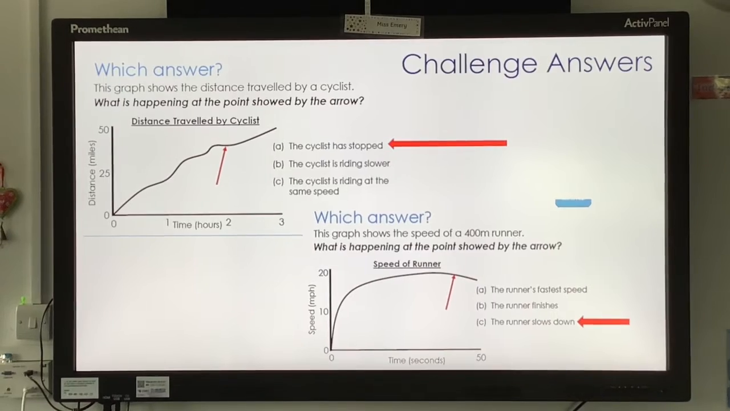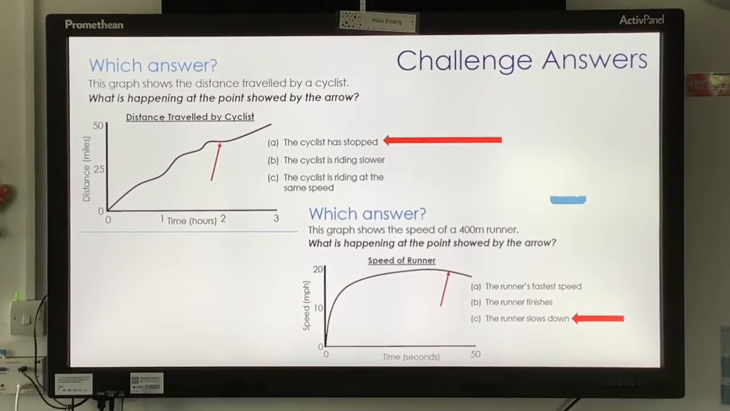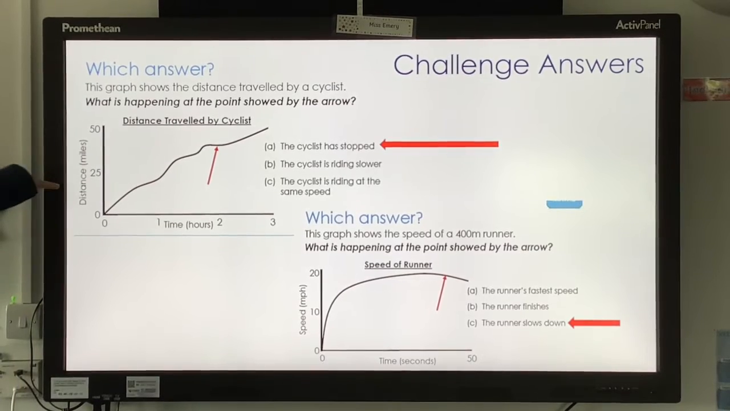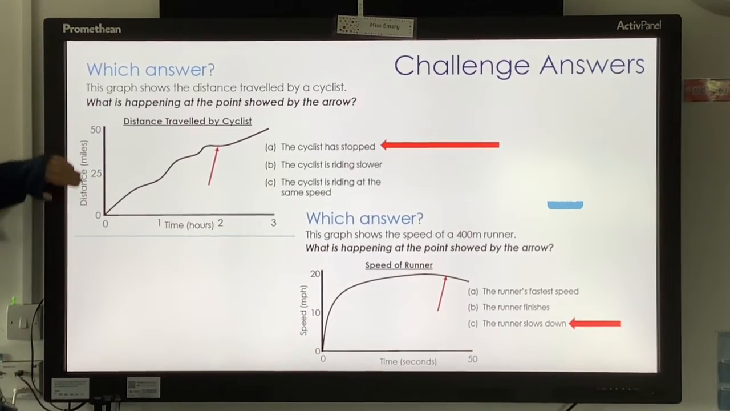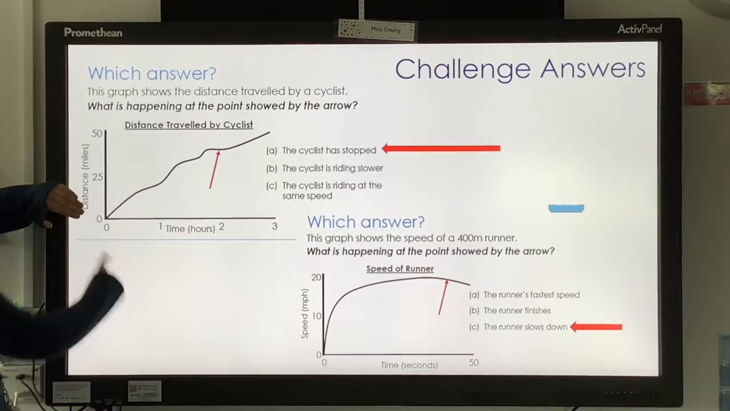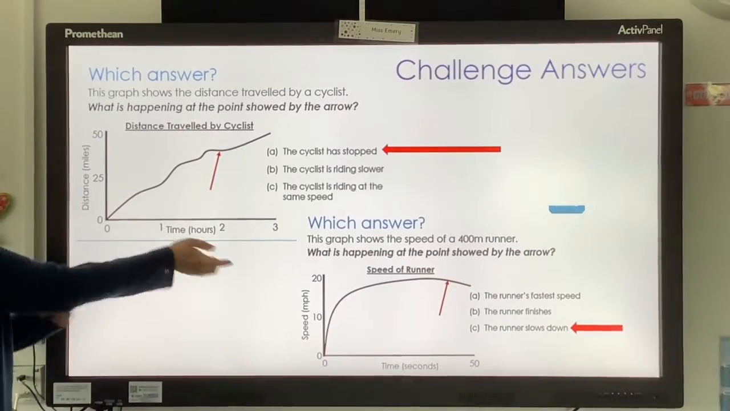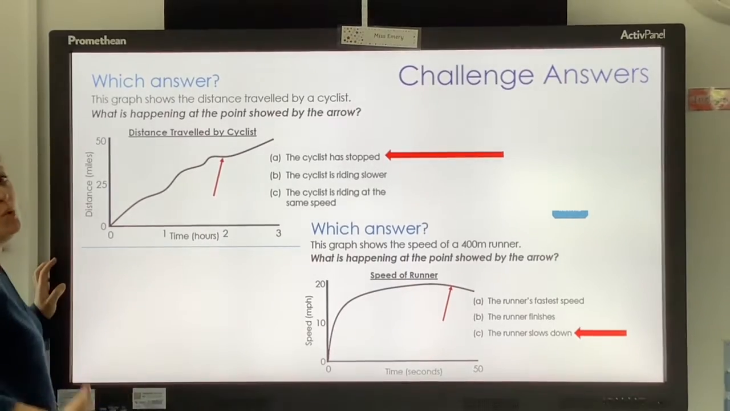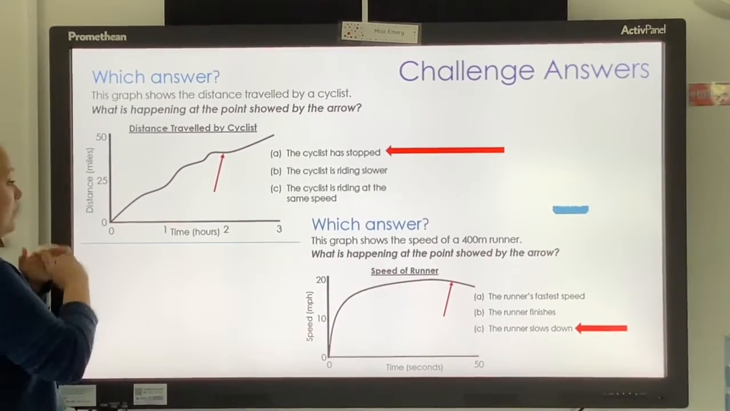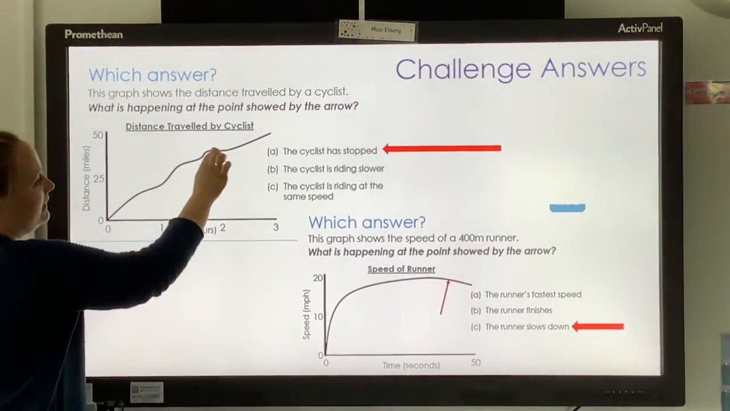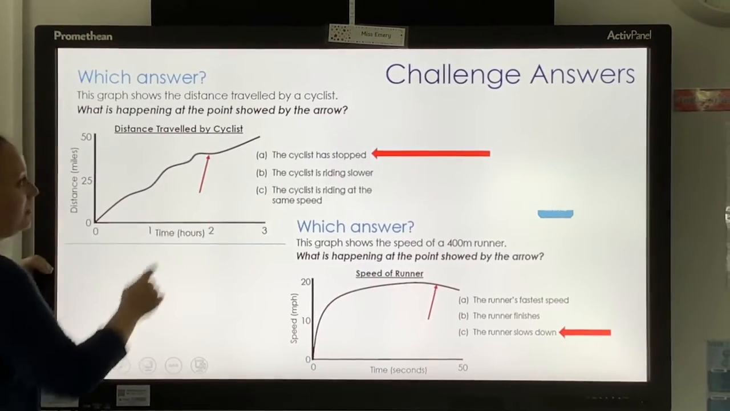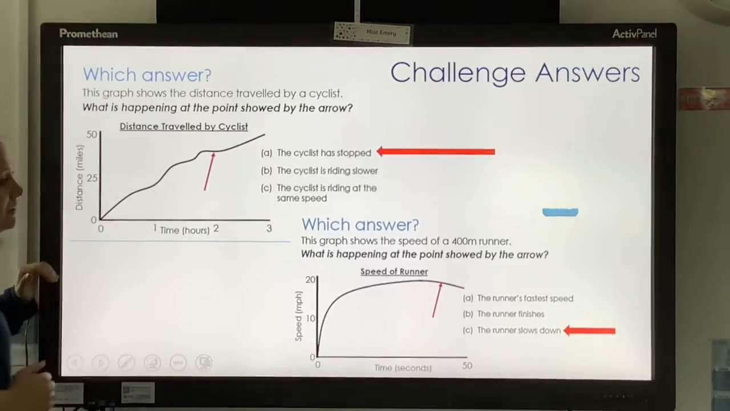Then, as it's Friday, we're giving you the answers. So, here, the cyclist has stopped. Now we know this because the miles doesn't increase, but the time does. So time is still ticking by, but he hasn't moved. He stayed in the same distance from home. So it plateaus for a little bit, and then you can see here that his distance starts to increase again, so he's set off again. But at this point here, he's stopped.